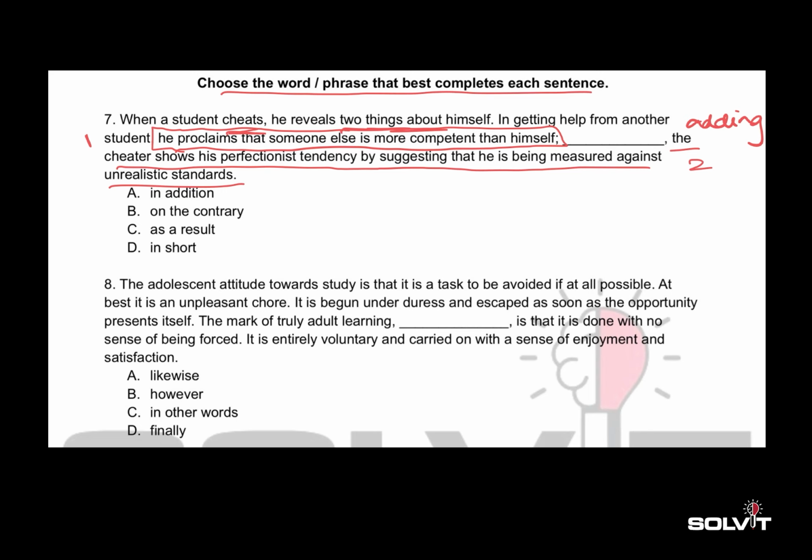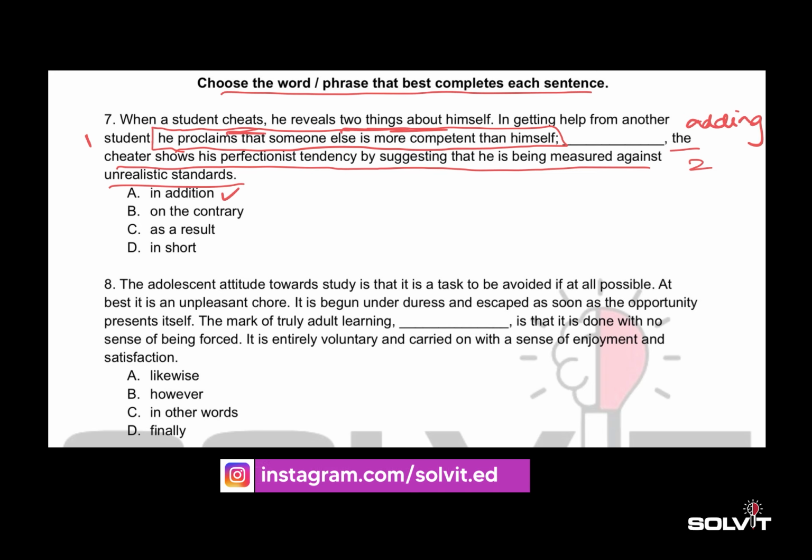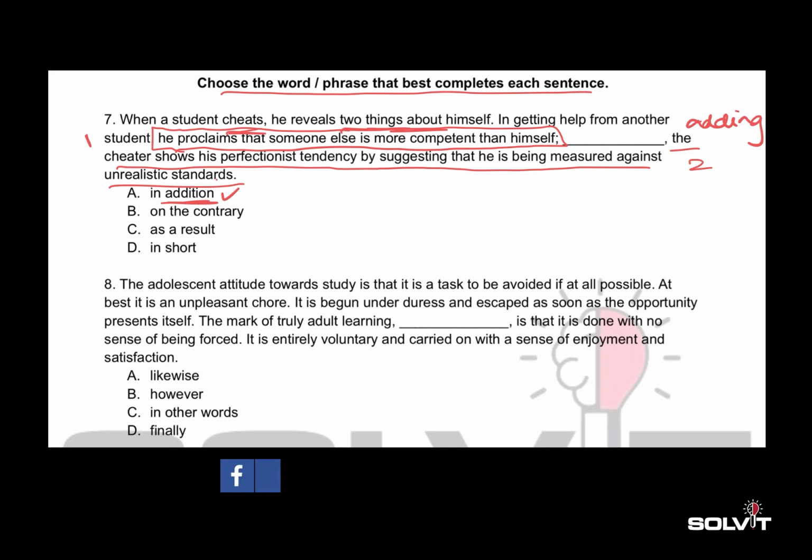Okay, so can we use the word in addition? Yes, we can. Okay, and it perfectly fits in here. So look, let's read it. He proclaims that someone else is more competent than himself. In addition, the cheater shows his perfectionist tendency by suggesting that he's being measured against unrealistic standards. Okay, so it makes perfect sense. Okay, but let's look at the other options and see if they work. So on the contrary will not work. Why? Because we're not stating two opposite ideas, right? On the contrary is used when we're trying to state two opposite ideas.